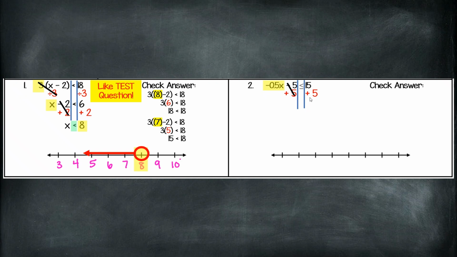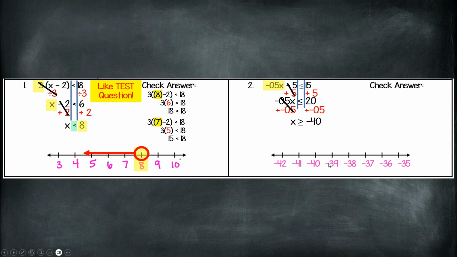Once we add 5 to both sides, the left side of the inequality becomes 0, and we add 15 plus 5 and we get 20. So we have negative 0.5x is less than or equal to 20. Then we have to get rid of the coefficient, the number in front of the x, and we have to divide to get rid of the coefficient. So divide by negative 0.5 on both sides. When I divide by a negative, I have to flip my sign. So x is now going to be greater than or equal to negative 40.